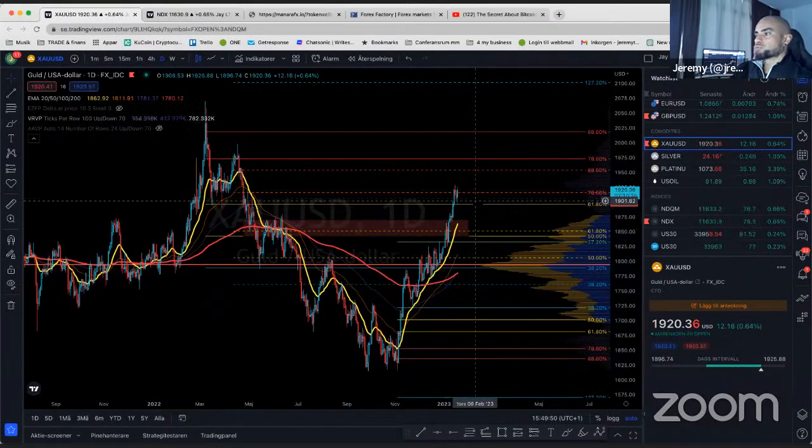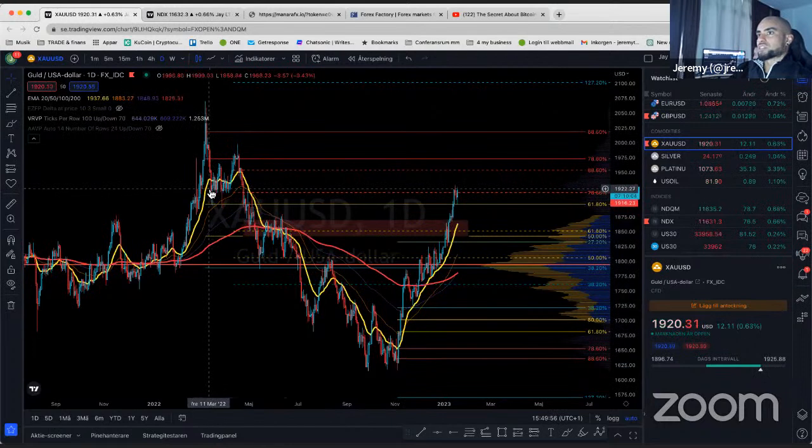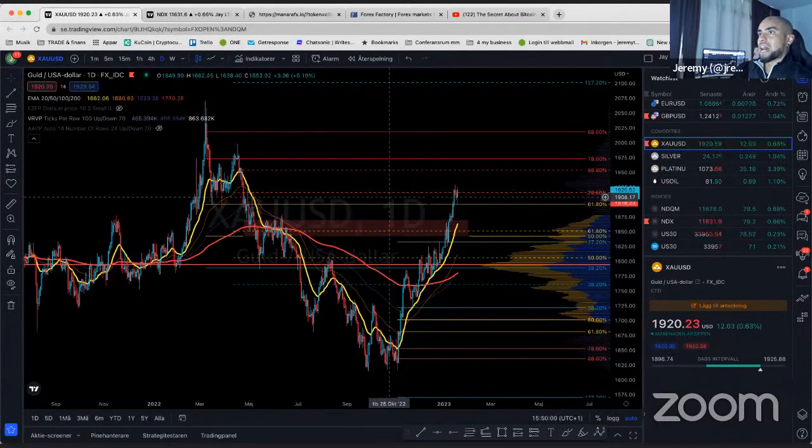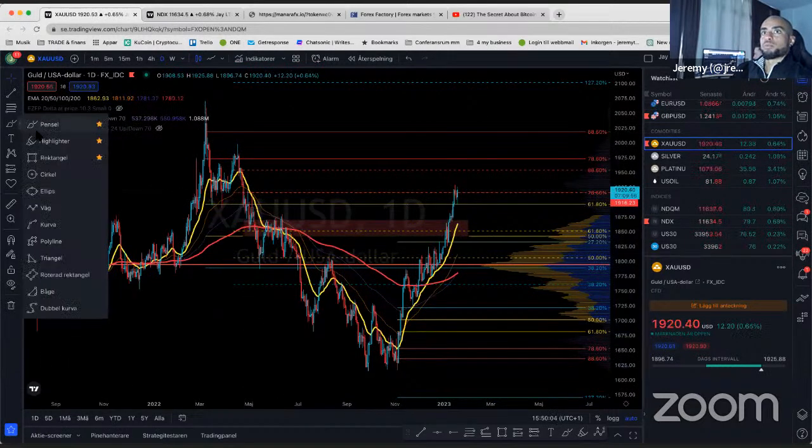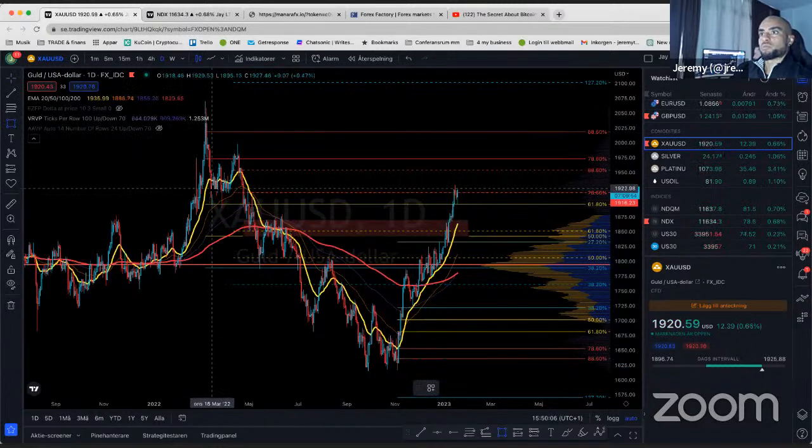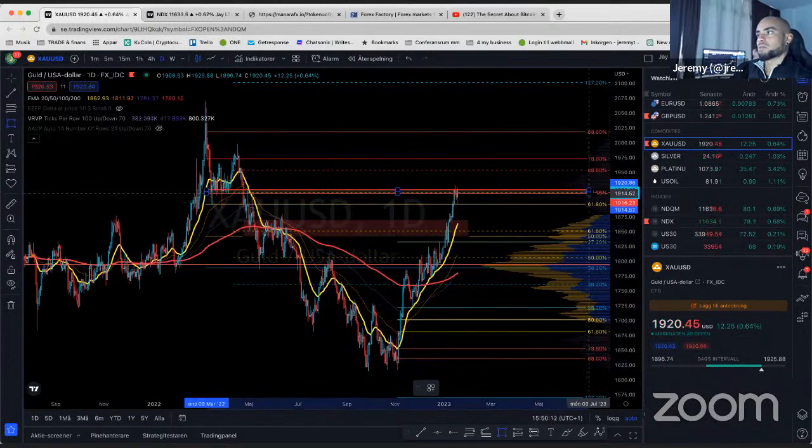Okay, so with that said, that is confluent with the very strong support that was here, and that now acts as a resistance. Remember, I spoke about this support right here that is working as a resistance right now. It's this whole level right here. A lot of volume down over there, and this whole thing acts as a resistance zone right now.